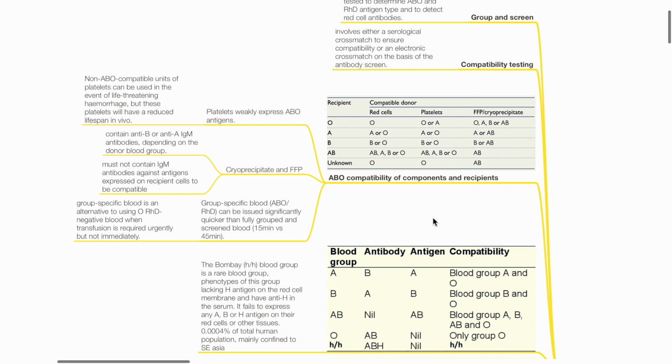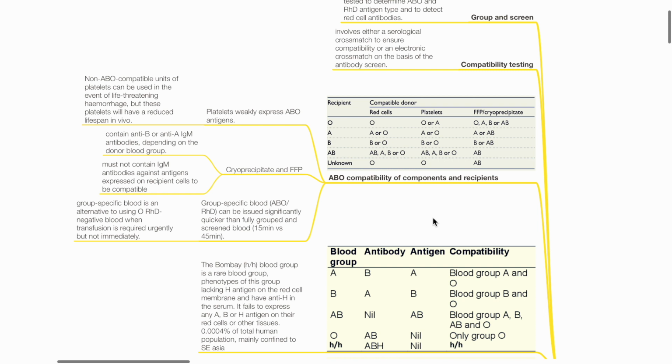If the recipient blood type is unknown, compatible donor for red cell transfusion and platelets is blood type O. For FFP and cryoprecipitate, it is blood type AB. Platelets weakly express ABO antigens. Non-ABO compatible units of platelets can be used in the event of life-threatening hemorrhage, but these platelets will have a reduced lifespan in vivo.